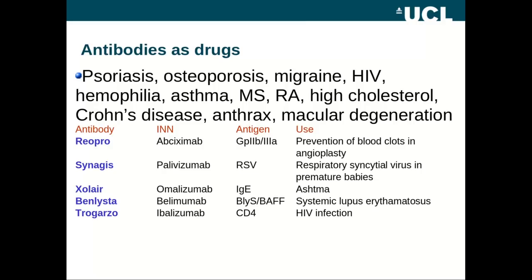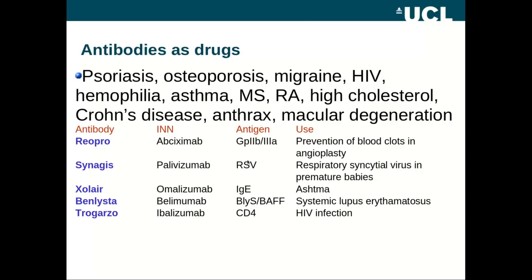Rheumatoid arthritis, I mentioned the world's top-selling drug, which is adalimumab. The commercial name is Humira. And this is actually a treatment for rheumatoid arthritis and related conditions. But here I've just given a small sample of the sorts of things that are used.